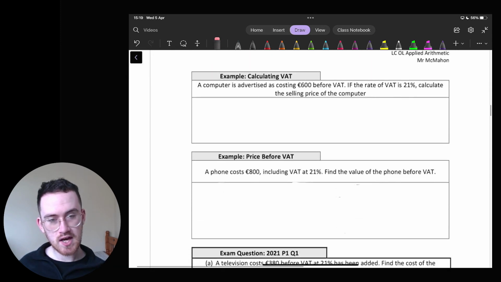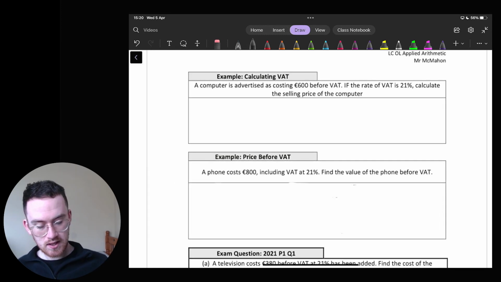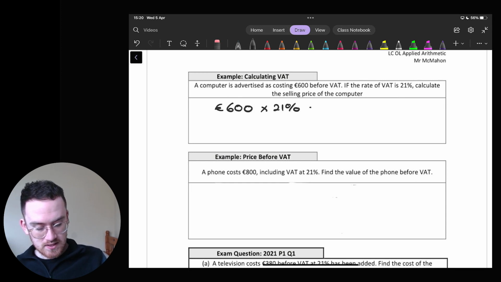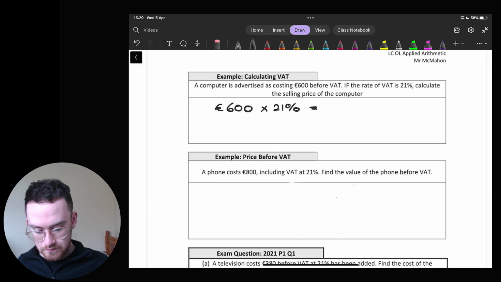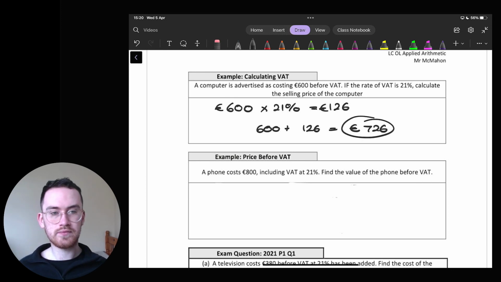So a computer is advertised as costing €600 before VAT. If the VAT rate is 21%, calculate the selling price. So it costs €600 before VAT, and my VAT is 21%. Let's find that 21%. We get €126, and then we add that on to find the selling price, and the selling price is €726.